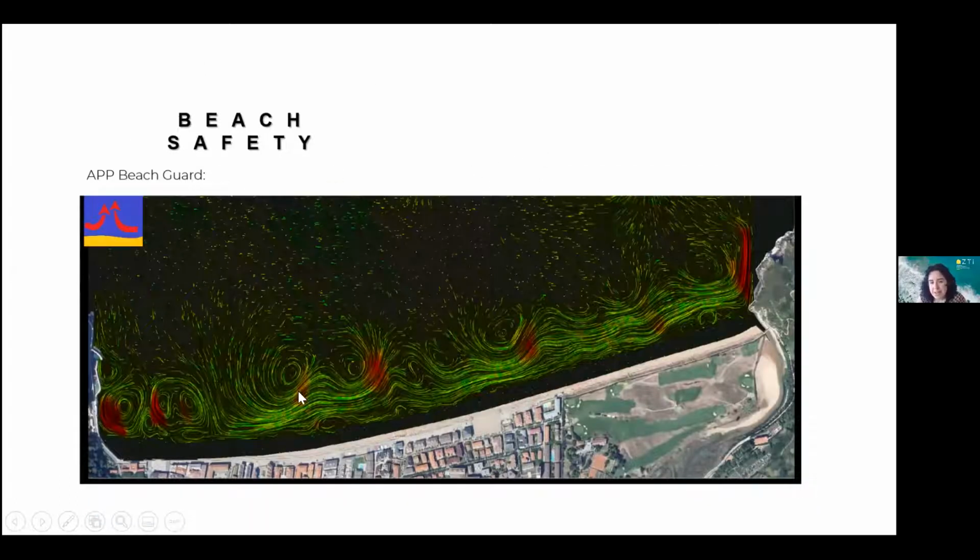We can also use this in the short-term analysis for beach safety. So we can give information about the currents and the water movements, the eddies that we could have in front of the beach. So this is also really useful for the lifeguards on the beach. They can be monitoring or looking at specific points because they know that they are much more dangerous for the people, or they can assign some areas to surfers.